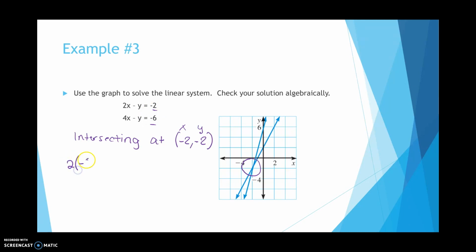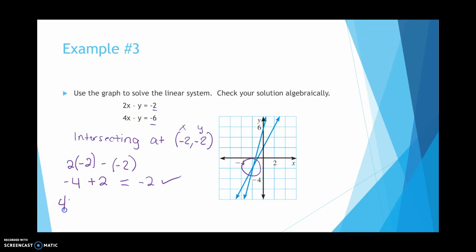So we'll plug in -2 for x, -2 in for y to see if it equals -2 and -6. So 2 times -2 minus y is -2. So what we have here is -4 plus 2. Does -4 plus 2 give me -2? It does. That checks itself out.